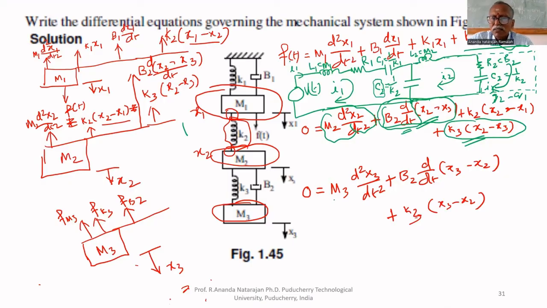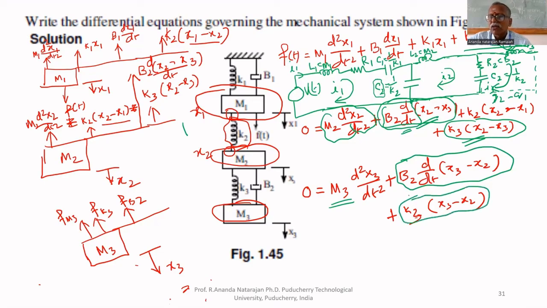Now consider the third equation. M3, one inductor is there, that is L3 equals M3. This is common to the second loop and the third loop. Already we have drawn that. R2 is also common to the second loop and third loop. That's all. This is the analogous electrical system.